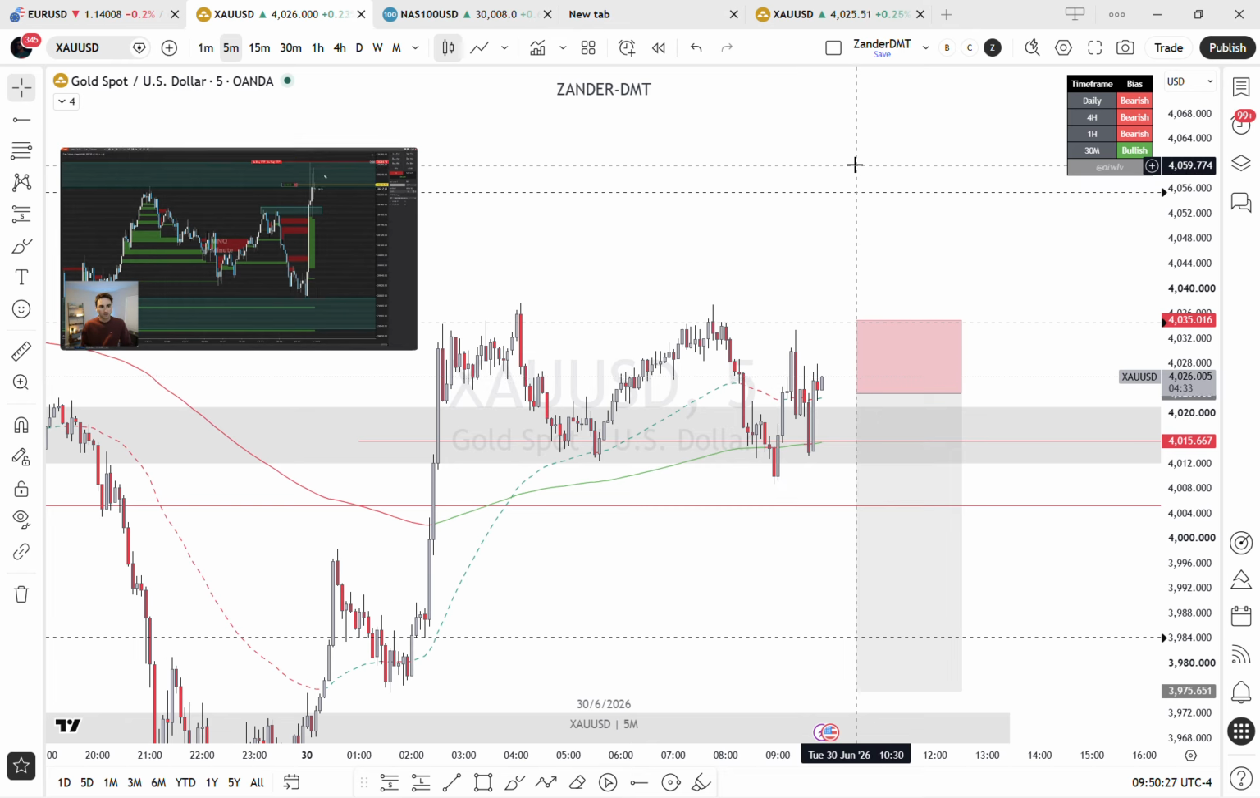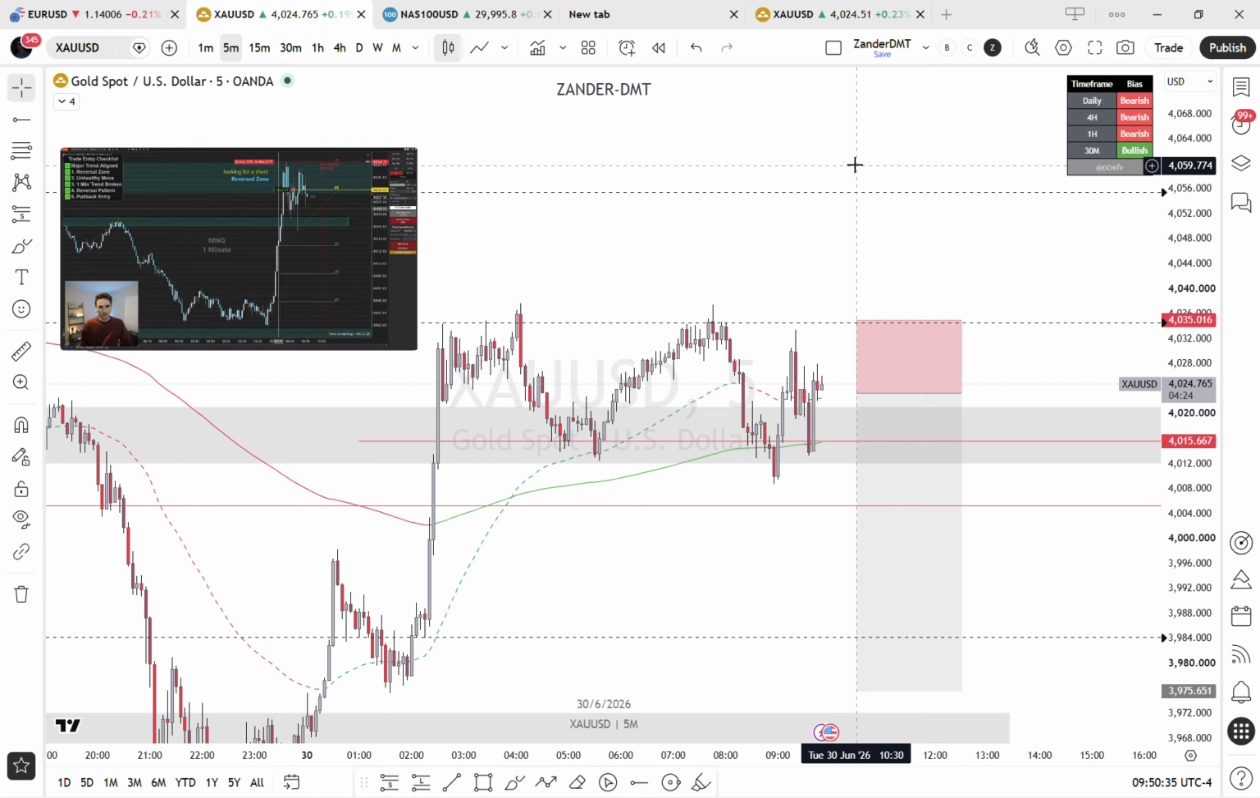Yeah, I mean, this is a nice little double lower high on a 5-minute. I think it needs to set up a little bit more on a 5-minute, I think, to maybe think about adding on.